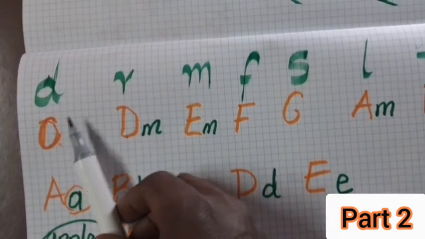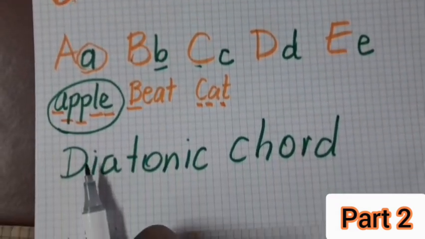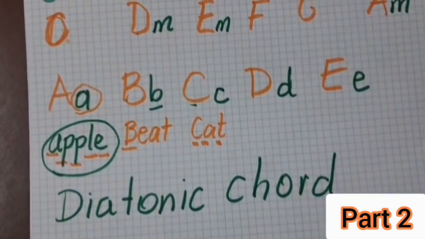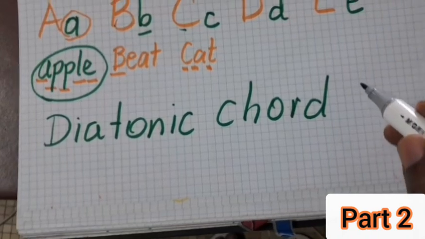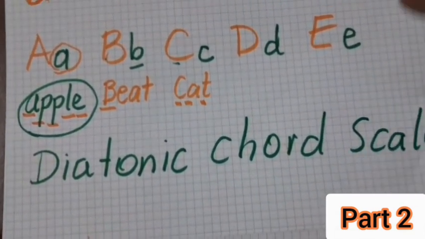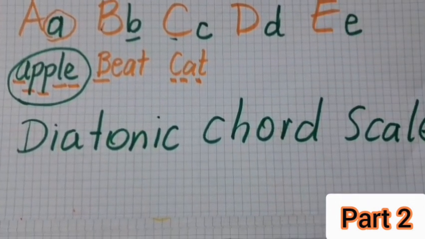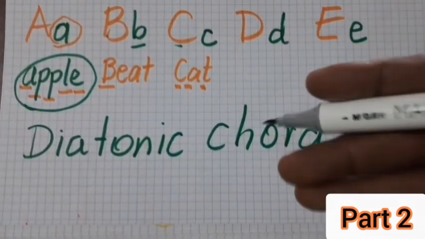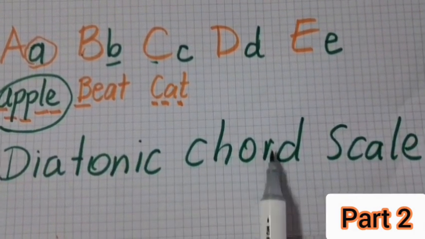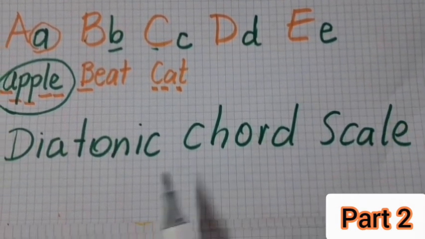Now, the diatonic chord scale simply means something going beyond its territory. It's increasing. When a business scales, it has increased. So it means going beyond the chord. Diatonic, going beyond the chord.